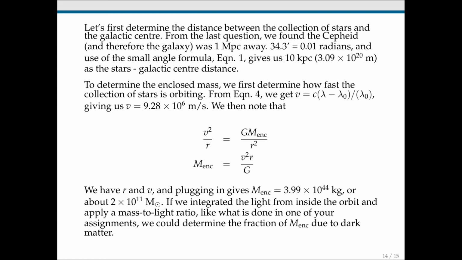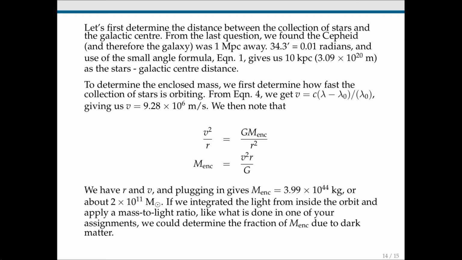To determine the enclosed mass, we must first determine how fast the collection of stars is orbiting. From equation 4, the Doppler shift equation, we get v is equal to c times the change in wavelength of the absorption line, divided by the rest wavelength of the absorption line. If we plug in numbers from the question, we get v is equal to 9.28 times 10 to the 6 meters per second. We then note that if we equate uniform circular motion to the universal law of gravitation, we get this expression over here, which we can turn into this expression over here.